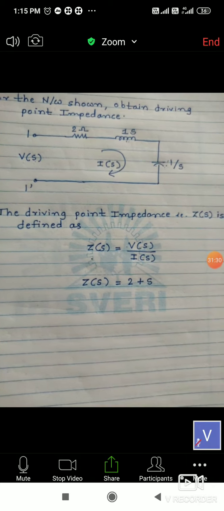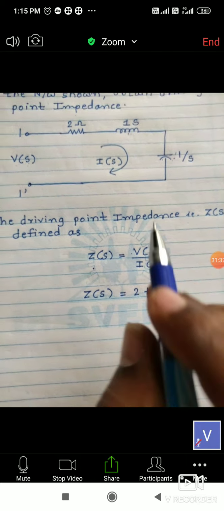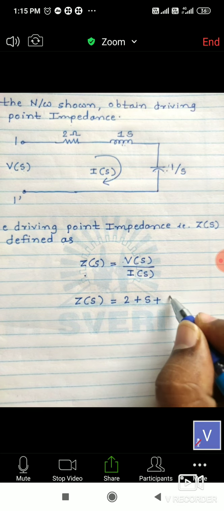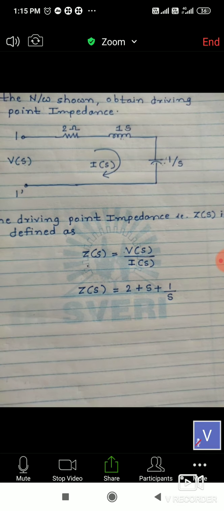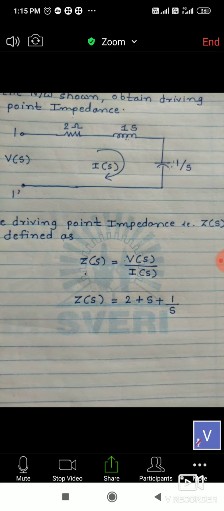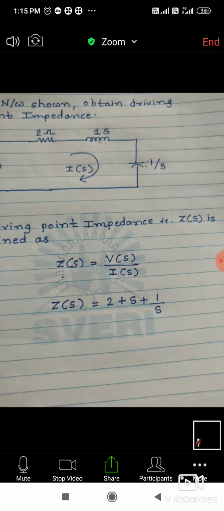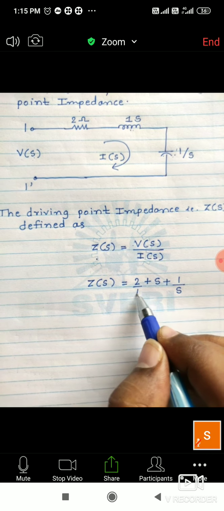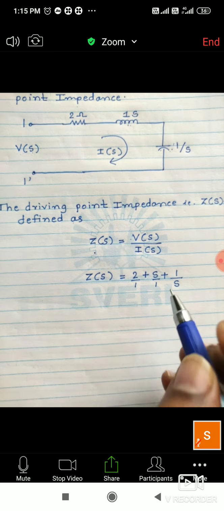Okay. So here Z of S is equal to the addition of all impedances, that is 2 plus S plus 1 upon S. So you can simplify it, simplify by making the denominator constant. Here there is no 1 in the denominator, so take the LCM of S.